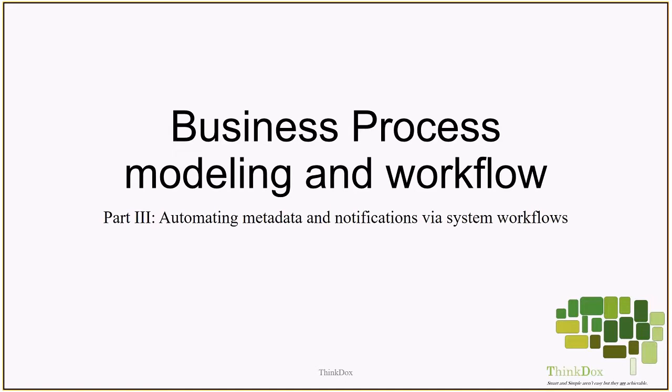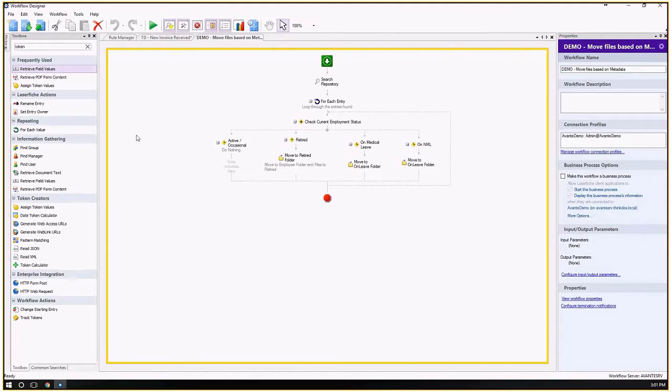Now in part three, we'll use workflow, and that way we can use that to automate metadata and some of the notifications that we typically do via email and some other systems. In workflow. All right. Workflow is a bit of a different monster, if you will. Similar in many respects, but it does a lot of different things.